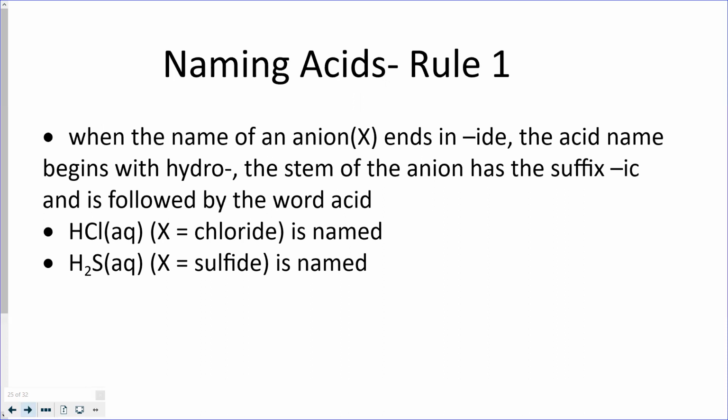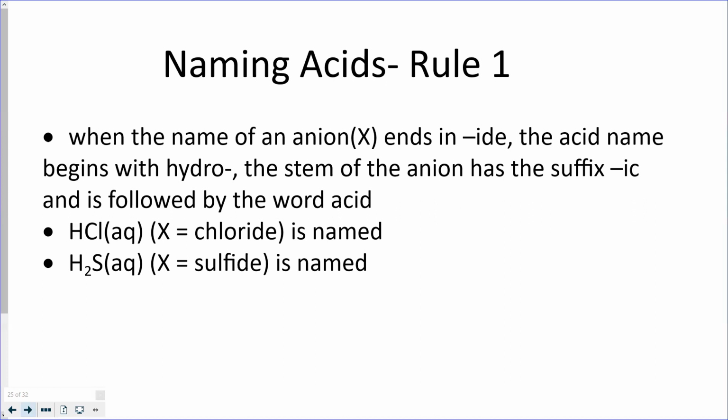Whenever we're naming these, there are going to be 3 naming rules for acids. And the naming rule depends on the ending of the anion. So for the first rule, whenever the name of the anion ends in IDE, so these are going to be your things off the periodic table, or the polyatomic cyanide is kind of an exception, the acid name is going to have the prefix of hydro, the stem of the anion name, and then the suffix or ending of ic, followed by the word acid.